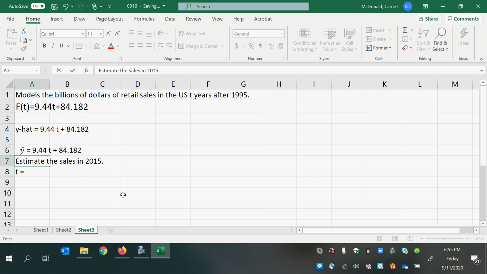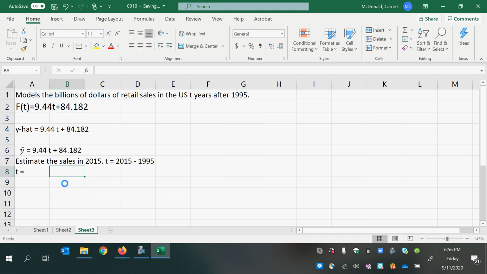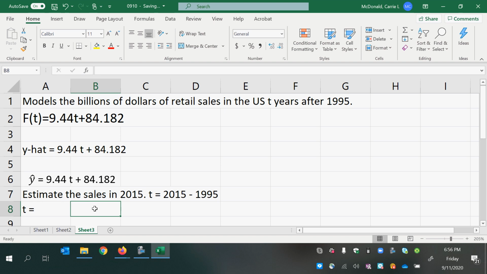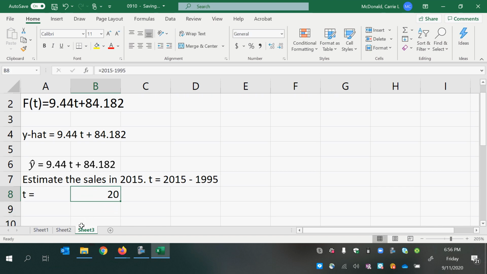So then what would be t? T is the number of years that have passed since 1995. So we can find that by taking 2015 and subtracting 1995. If you want to do the calculation right here in your Excel spreadsheet, you can do that. Remember, in Excel every single cell is a little calculator. You can do calculations by just starting with an equal sign. So when I put in 2015 minus 1995, you see I get 20 years.